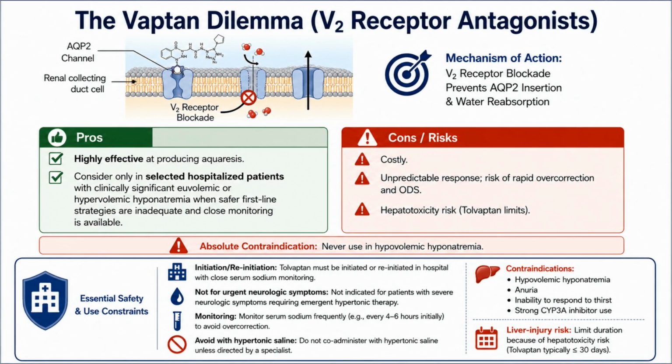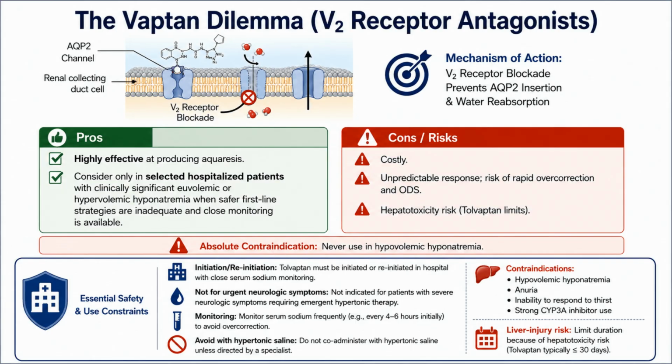Vaptans block the V2 receptor in the collecting duct. That prevents aquaporin 2 insertion and promotes aquaresis, meaning water excretion without equivalent electrolyte loss. The benefit is obvious. They can raise sodium effectively in selected euvolemic or hypervolemic hyponatremia when first-line strategies fail.